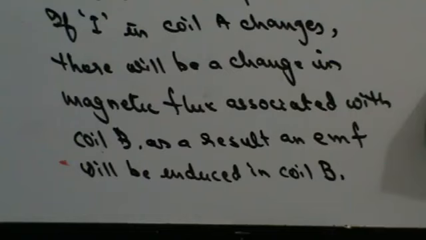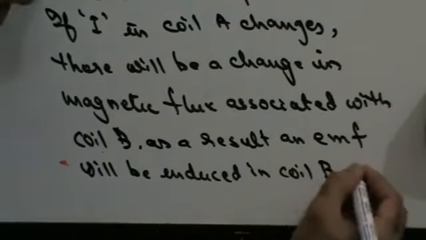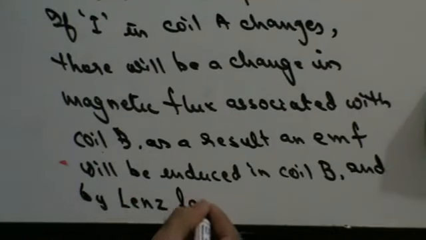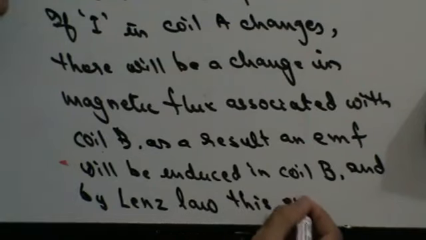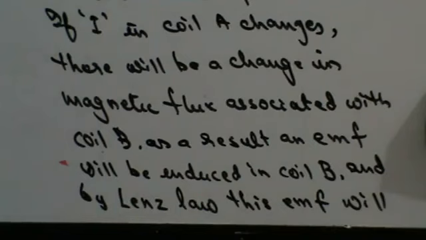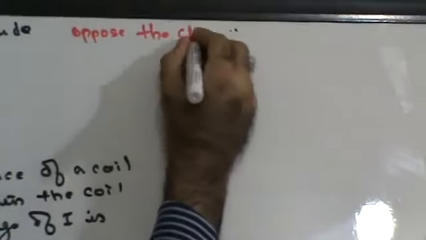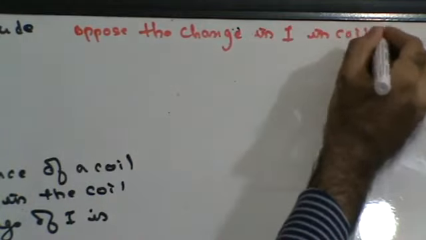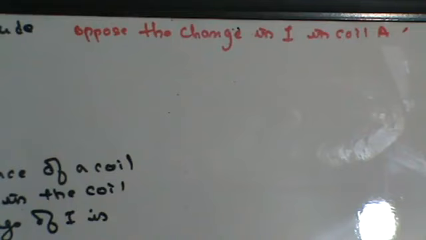Now, the EMF that will be induced in coil B, by Lenz's law, will oppose the change in current in coil A. By Lenz's law, this EMF will oppose the change in current in coil A. It will oppose the change of current in coil A.